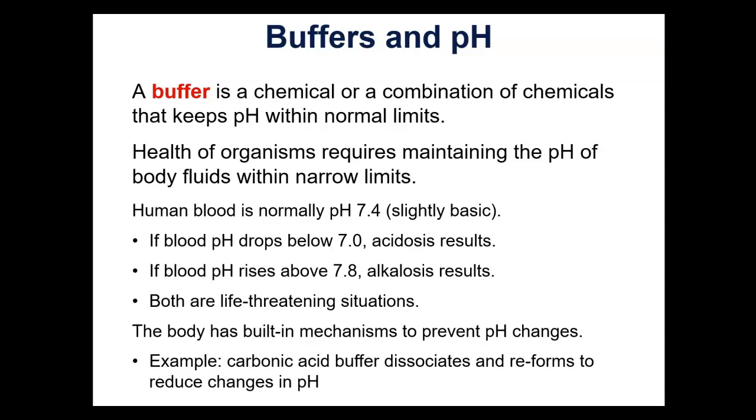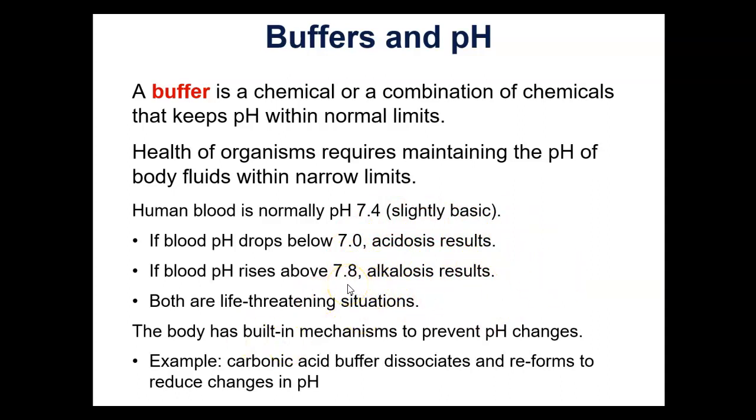A buffer, if your blood pH drops below 7, a buffer will help to raise it. In the other situation, if your blood pH rises above 7.8, that can cause alkalosis, which is when your pH is too basic. That can come from dehydration. It can come from excessive vomiting or diarrhea, anything that can cause you to be so dehydrated. That can lead to a higher blood pH.